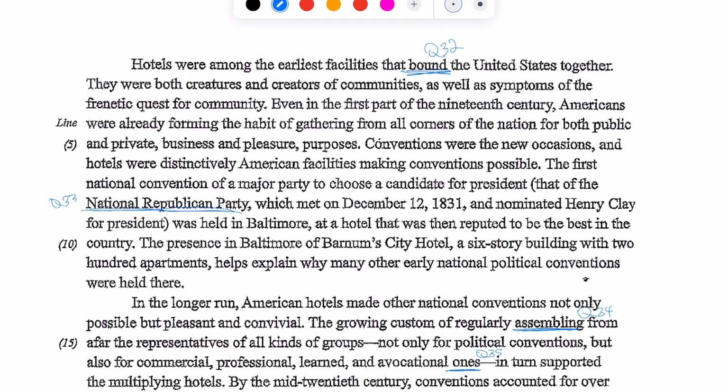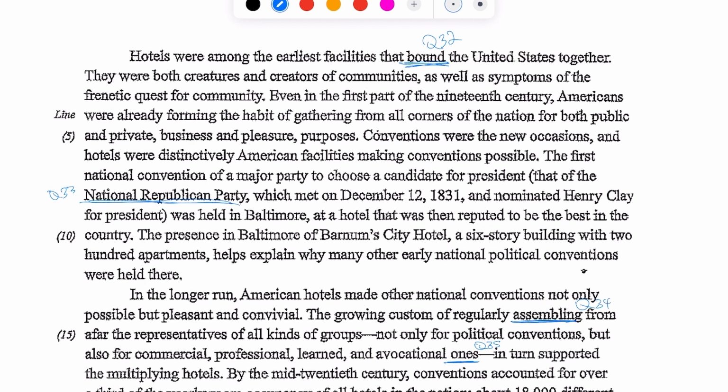So here we have this paragraph talking about why hotels came to be. So it's a history of hotels. And we see that they're both creatures and creators of the community. And what that means is they were created by the community, and they kind of created the community as well. So the community made them, but they also needed them.